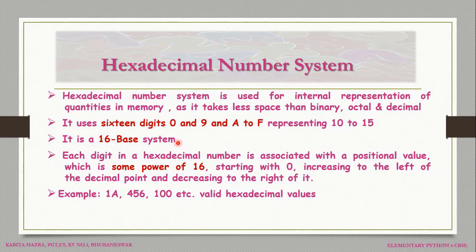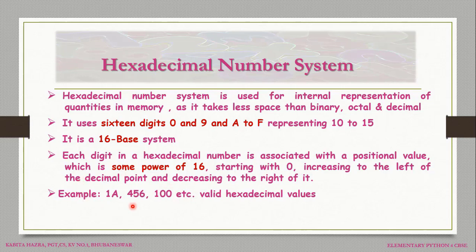The hexadecimal number system actually takes less space than binary and octal, and it is used for internal representation of numeric data in memory. It uses 16 digits: 0 to 9, and then the values 10 to 15 are represented using the alphabets A to F, which are considered as digits in the hexadecimal number system. Since 16 digits are used, it is called a base-16 system, and each digit in the hexadecimal number system is associated with a positional value, which is some power of 16, starting with 0, increasing towards the left of the decimal point and decreasing to the right of it.